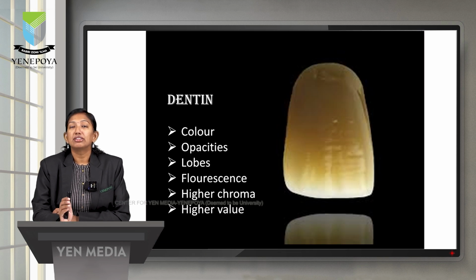As I said, dentin and enamel have different roles to play when it comes to showing us the color. Now, dentin gives the tooth the color, the opacity, the lobes, the fluorescence, and it has a higher chroma and a higher value.